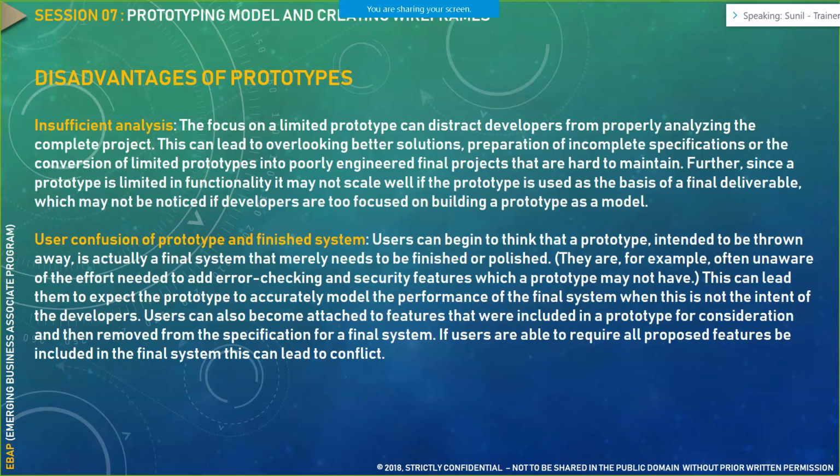Second is user confusion of prototype and finished system. Essentially, this happens with the development team when they feel that the prototype which they have received is the final system and nothing is going to change. Typically this happens with the development team in our projects. I have seen it many times. Whenever I give a prototype to the developer, he feels that this is the final system.